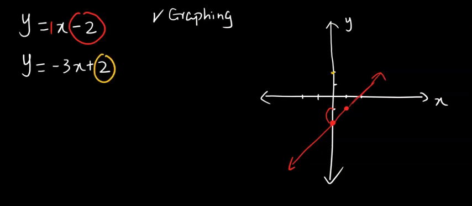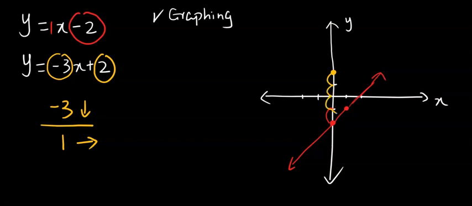Y-intercept is +2. Slope is -3, which means I'm going to go down 3 steps, go over 1 step. So down 1, down 2, down 3, over 1. Did you see this yellow point landed right on the red point we just made earlier, right? Okay, now we're going to connect it.